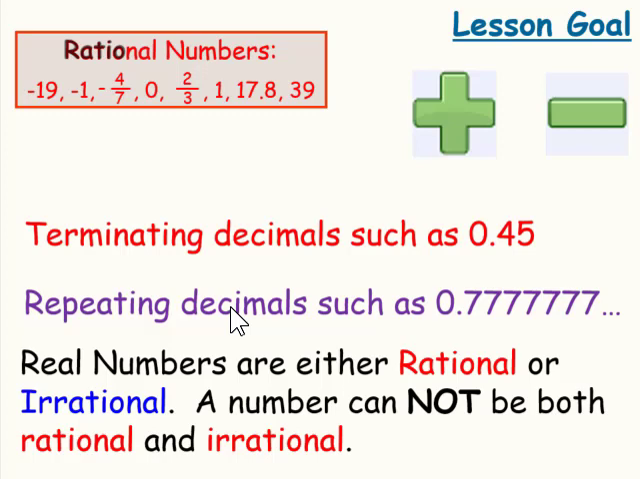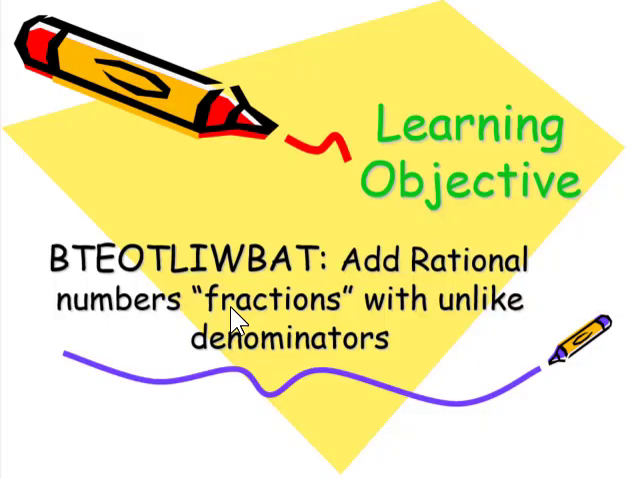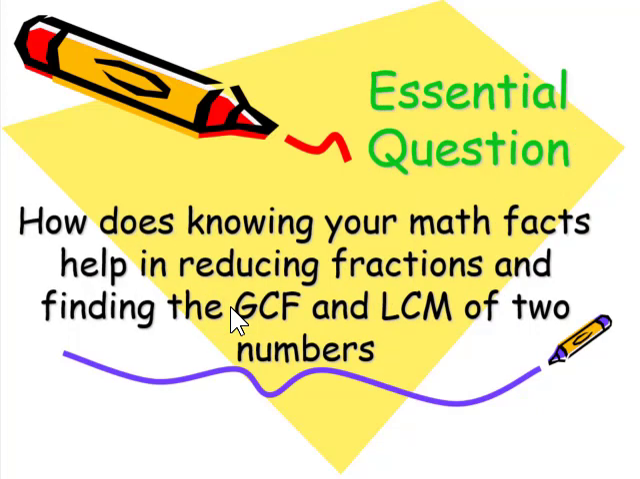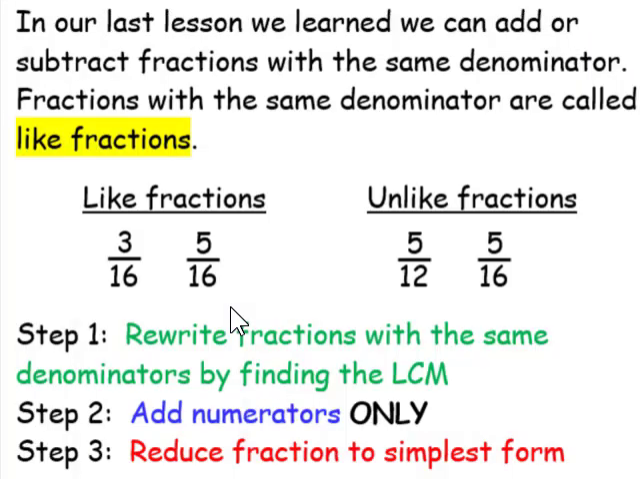In our lesson for today, we'll be adding and subtracting rational numbers. By the end of this lesson, I'll be able to add rational numbers, fractions with unlike denominators. How does knowing your math facts help you in reducing fractions and in finding the GCF and LCM of two numbers? In our last lesson, we learned we can add or subtract fractions with the same denominator. Fractions with the same denominator are called like fractions.